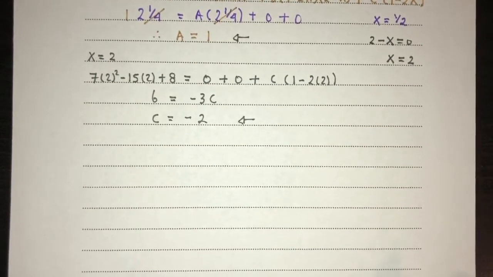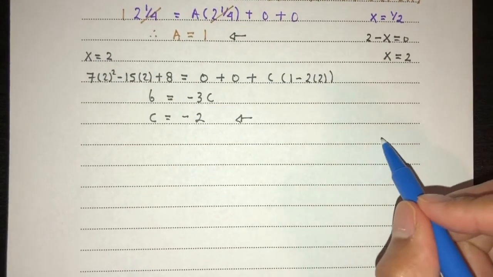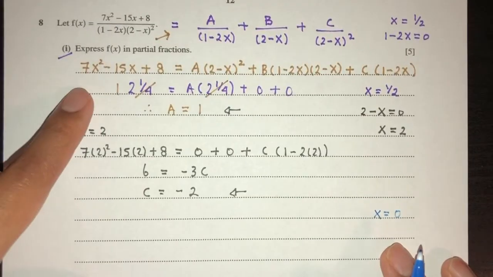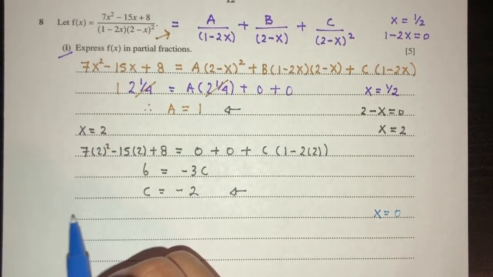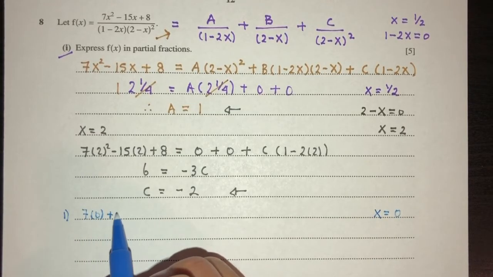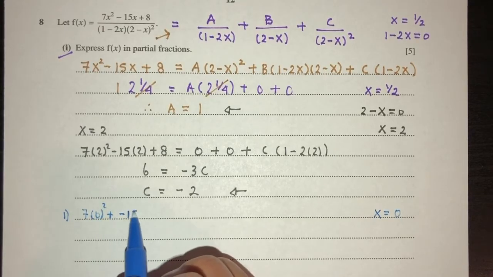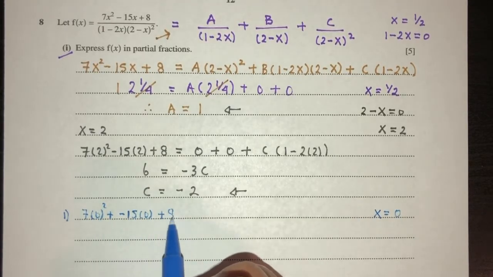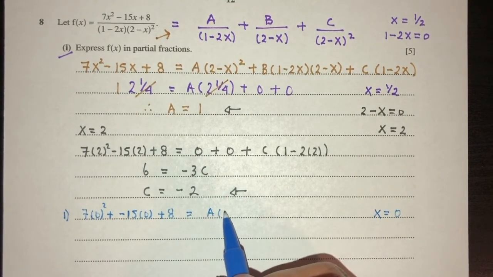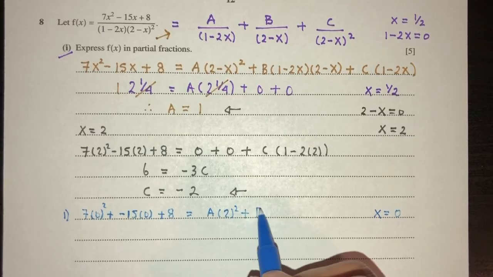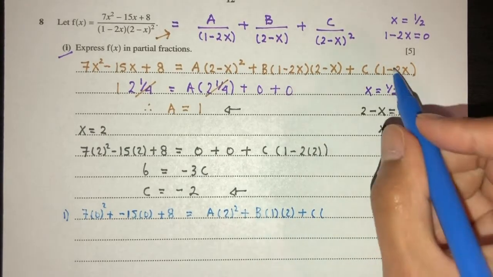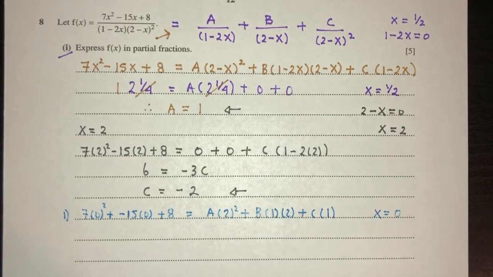To find b, we can just take the simplest value we know. Let's say we take x is equal to 0. So what is the value on your left hand side? If you take that, you will have 7 times 0 minus 15 times 0 plus 8 is equal to a times 0 minus 2 squared plus b, that will become 1, and 2 plus c, that is 1, right?